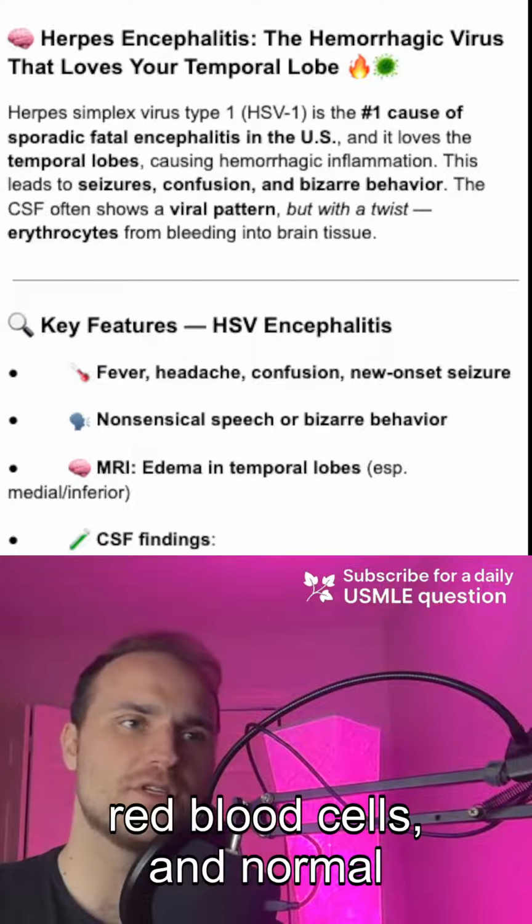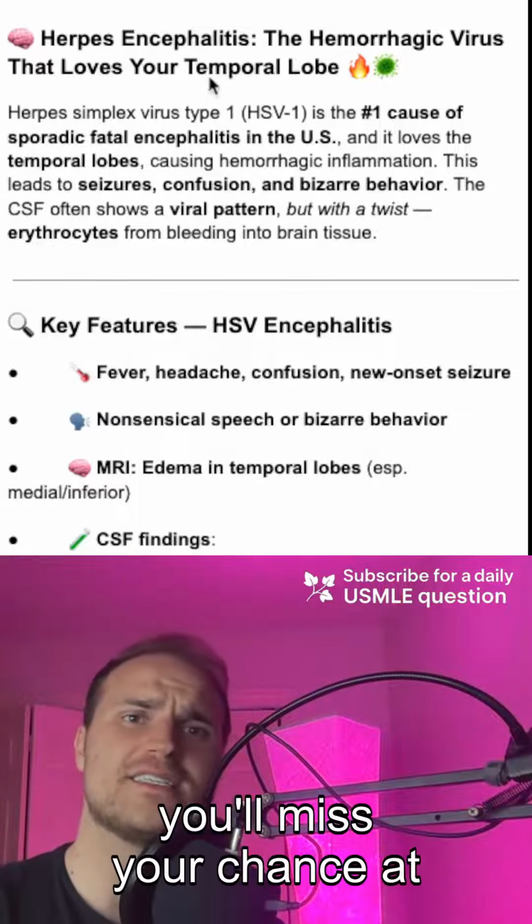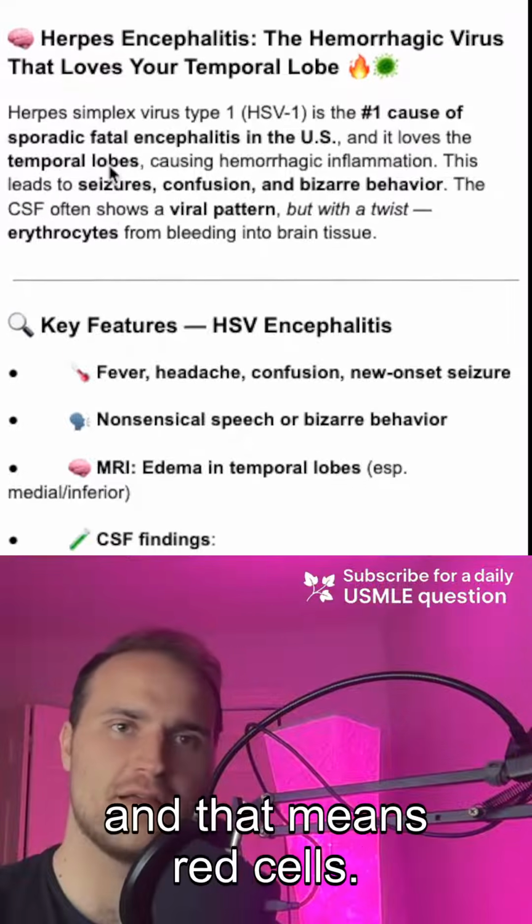The CSF will show lymphocytes, red blood cells, and normal glucose. If you miss it, then you'll miss your chance at starting the life-saving acyclovir. So HSV means hemorrhagic CSF, and that means red cells.